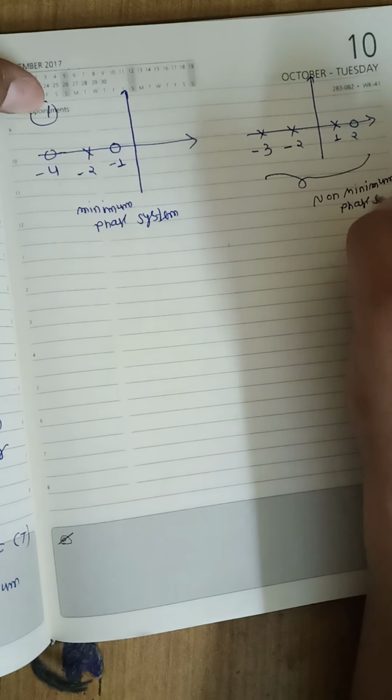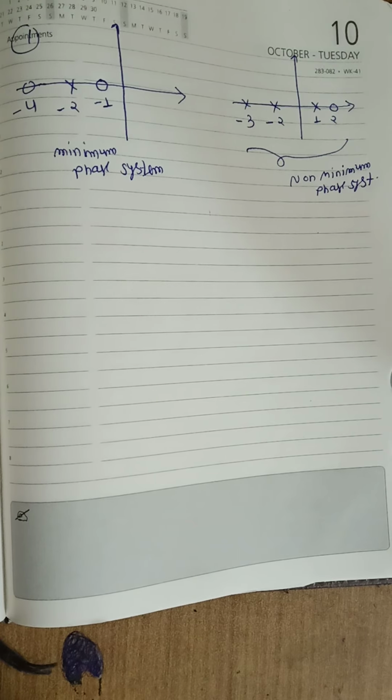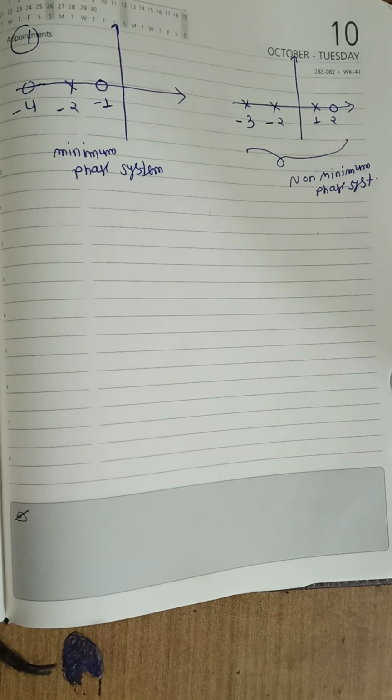So according to the transfer function, first we will see whether the transfer function is in time constant form or not. Then we will see whether the transfer function is a minimum phase system or not. After that we go for the Bode plot, which means we can draw the Bode plot for the given transfer function.